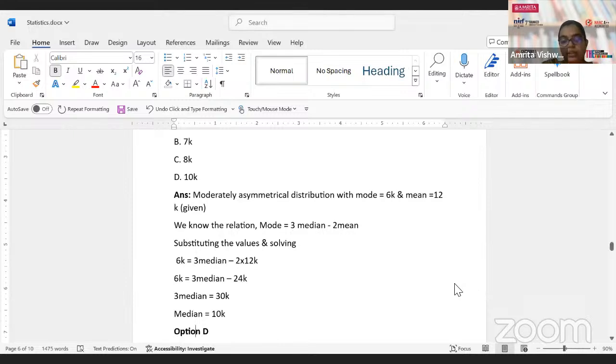Given that it's a moderately asymmetrical distribution, they have given the value of mode and mean, and they are asking you to find out the median. You have the relationship, the formula that you have studied connecting all these three things, which is mode is equal to 3 median minus 2 mean. You can substitute the values and find out the median. And here we got the answer as 10K, that is option D.